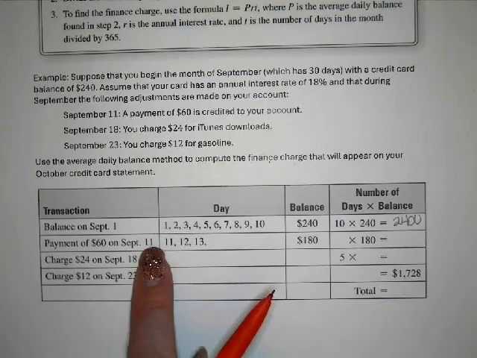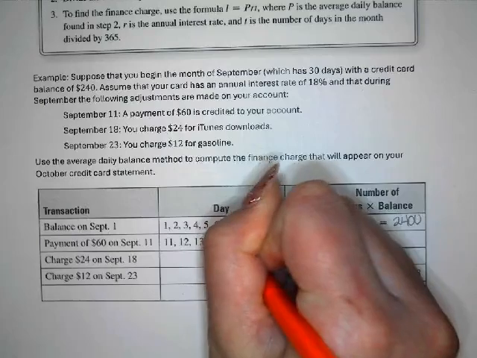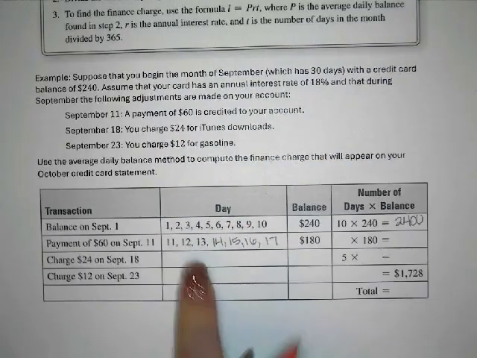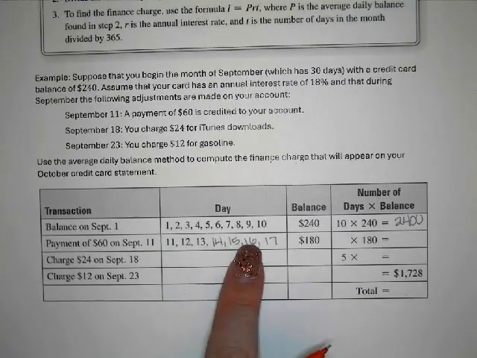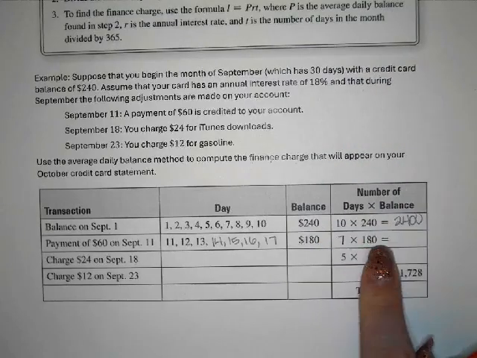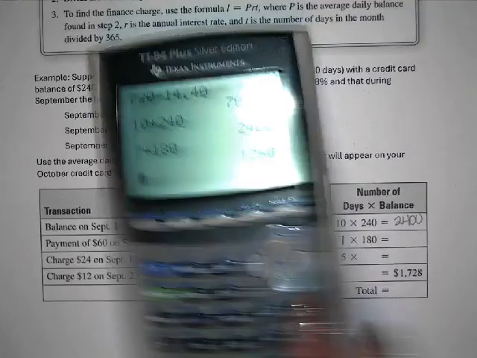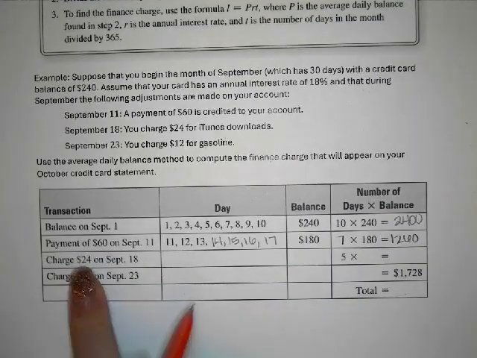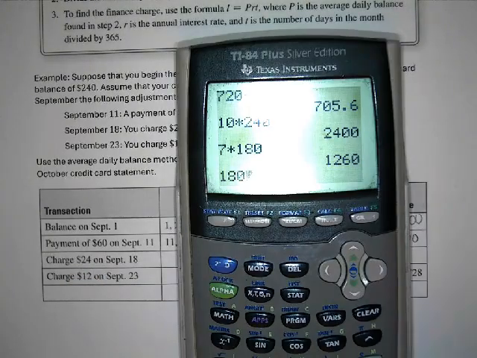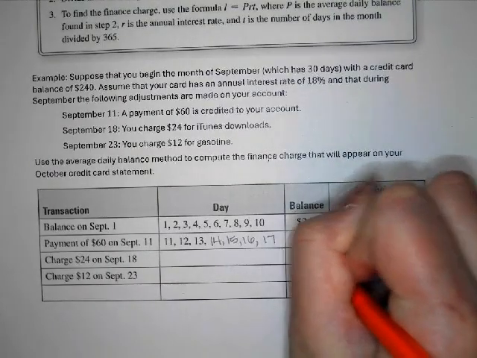So the 11th, 12th, 13th, 14th, 15th, 16th, and 17th. These are the days that it had that balance. So it's 7 days with a balance of $180. 7 times 180 is 1,260. Then there was a charge of $24. So 180 plus a charge of $24 is $204, and this was on the 18th.